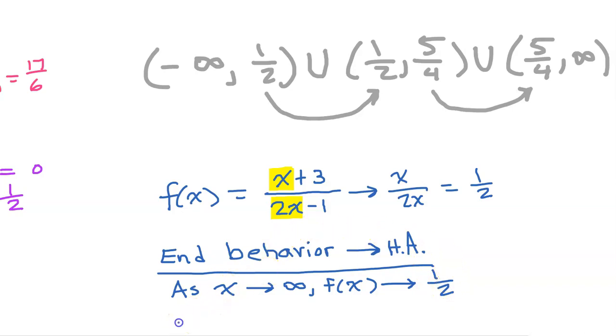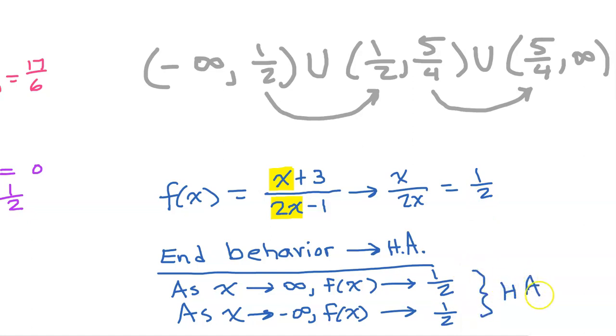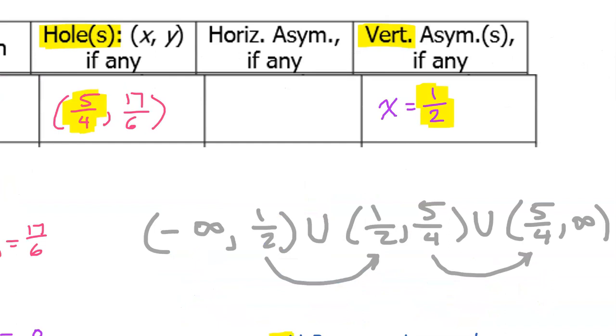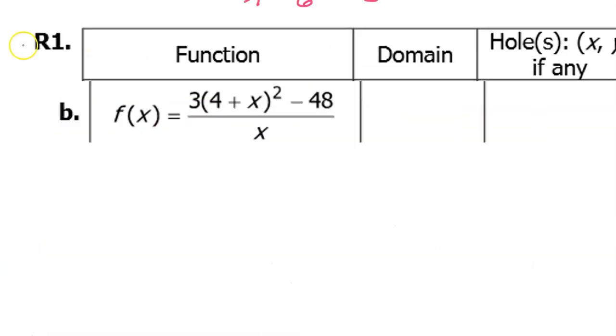You can easily see that it will be the same deal on the left as x approaches negative infinity, because it'll be the exact same argument. It's still going to approach 1/2. So this is the horizontal asymptote. Of course, horizontal lines are in the form y equals something, so we will call it y equals 1/2.